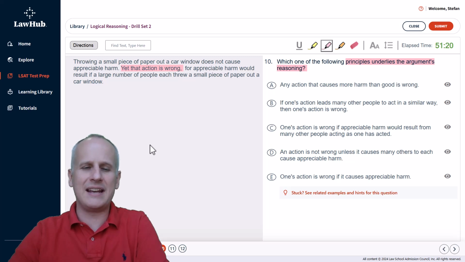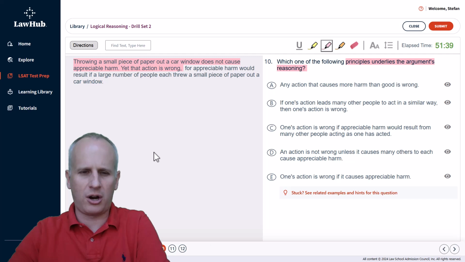Now, recognize that if you have a referent in a relatively succinct conclusion, you'll want to grab that referent for ease of reference as you work through the rest of the problem. So in this case, we want to highlight the action, which was throwing a small piece of paper out a car window does not cause appreciable harm, because that action is still wrong for the reasons that come afterwards.